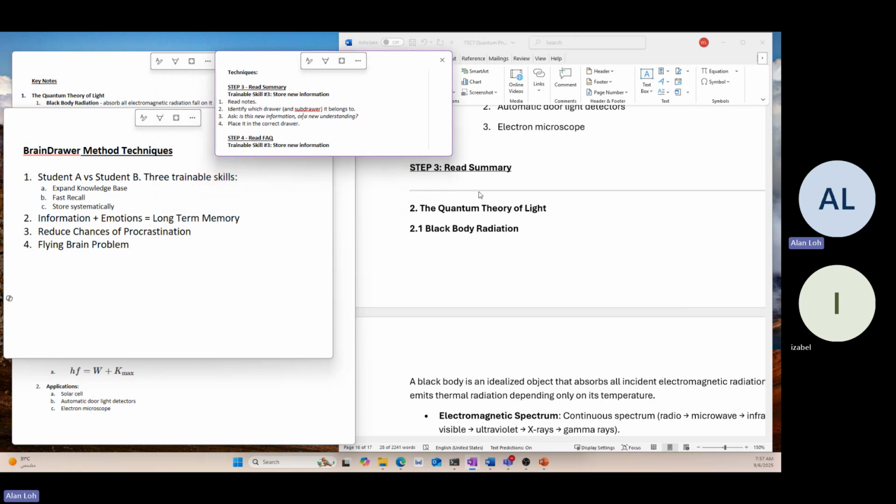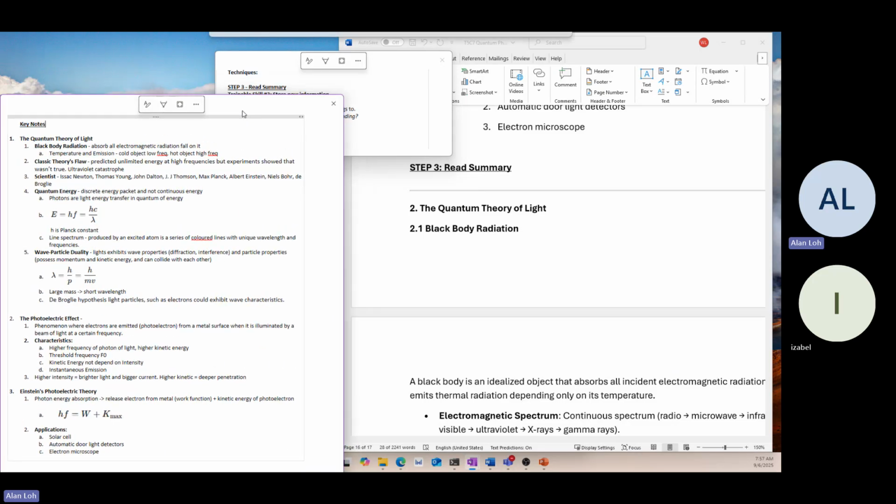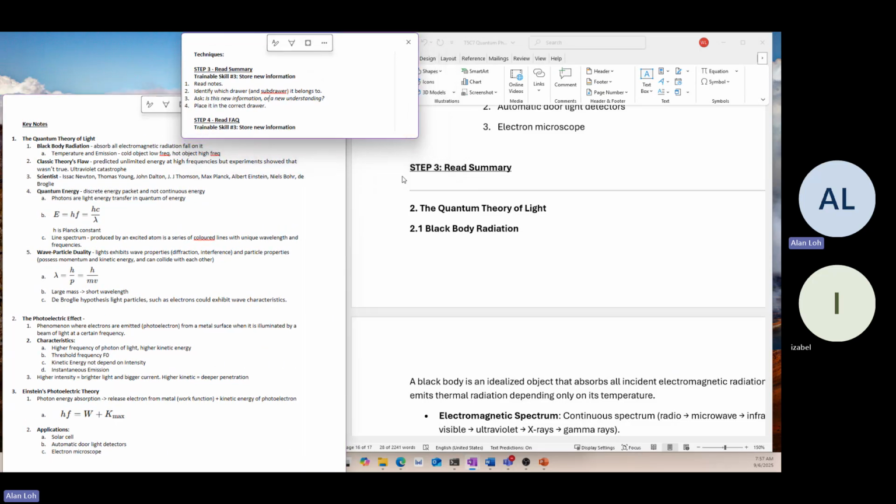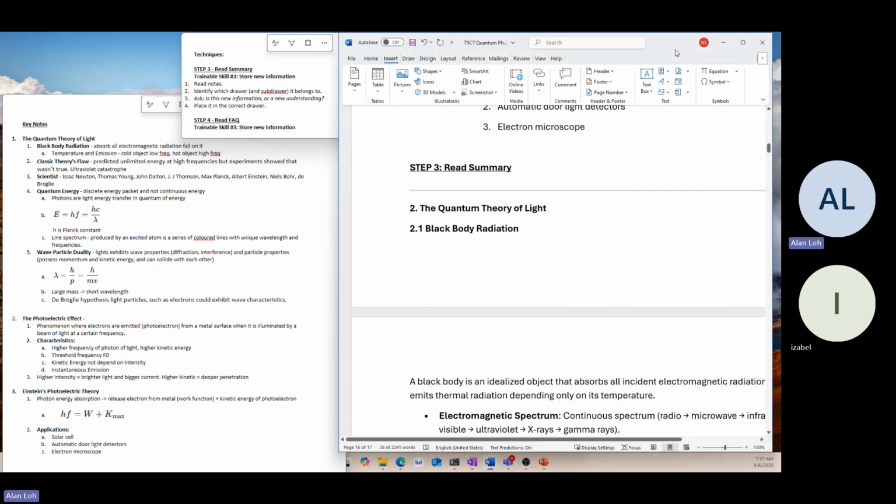Now there is this note. If you see step 3, read summary, quantum theory of light, black body radiations. So how do you do this? Let me just organize it in a better way so you can see it better. Right here. So there are 3 screens over here. I hope it's not too heavy and not too messy. So there's screen number 1 that you need to focus on, which is here.